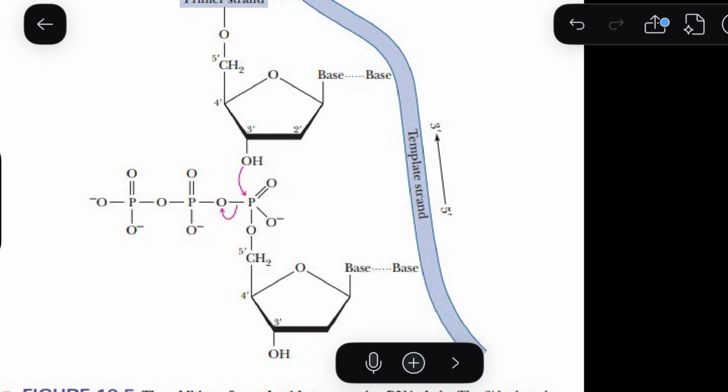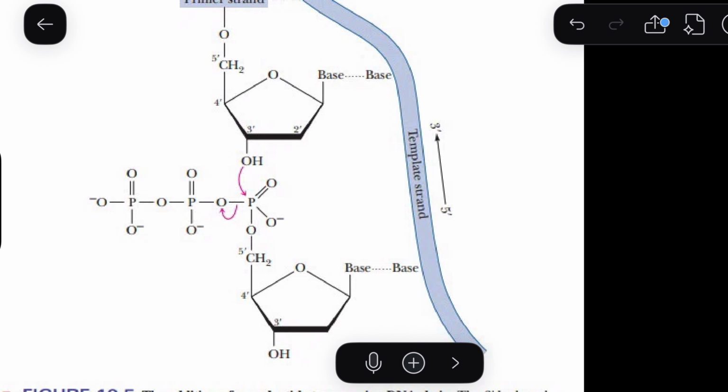Okay, we know that ribose sugar has the OH group on its third carbon atom. So this hydroxyl group loses its proton. When it loses its proton, that oxygen atom gets a negative charge, and we call this a nucleophile, because this oxygen atom has electrons to donate to the atoms which are in need of these electrons. Those atoms are called electrophiles.